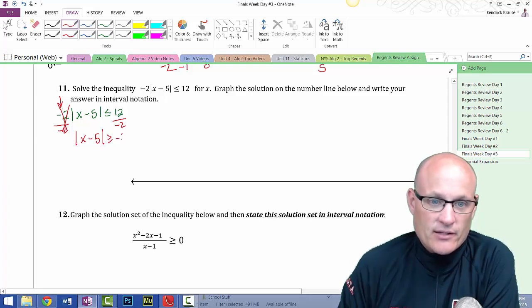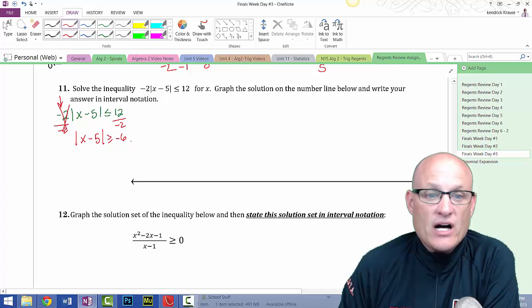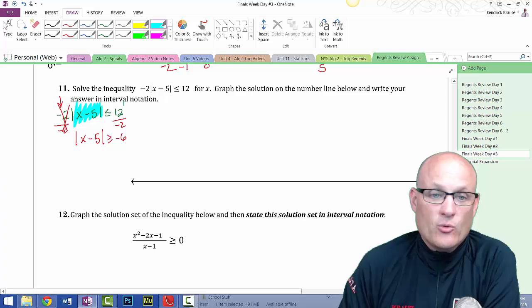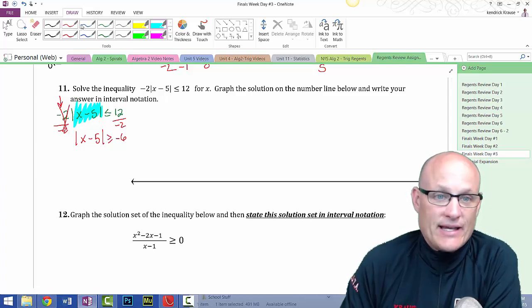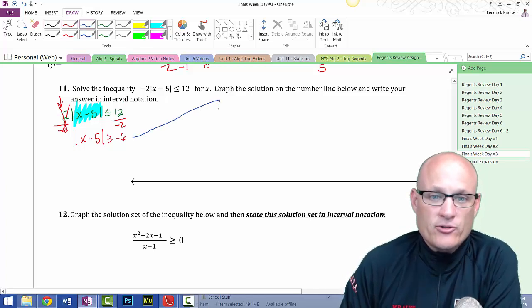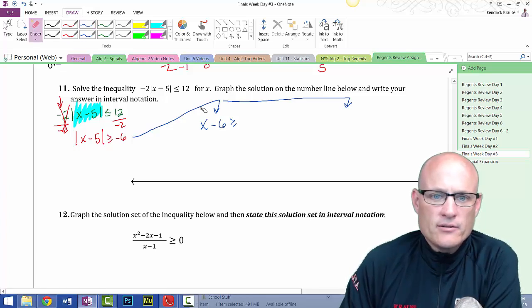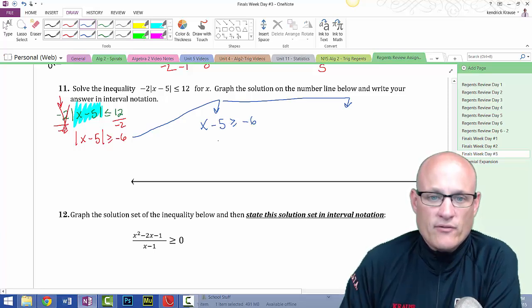Now that you've isolated the weird thing, remember our goal was to get the weird thing alone. The weird thing in this case is the absolute value. We did that. Now I'm going to split it up into two problems, 1 and 2. I rewrite the original: x minus 5 is greater than -6. I'll solve that. x is greater than -1 when I add 5.